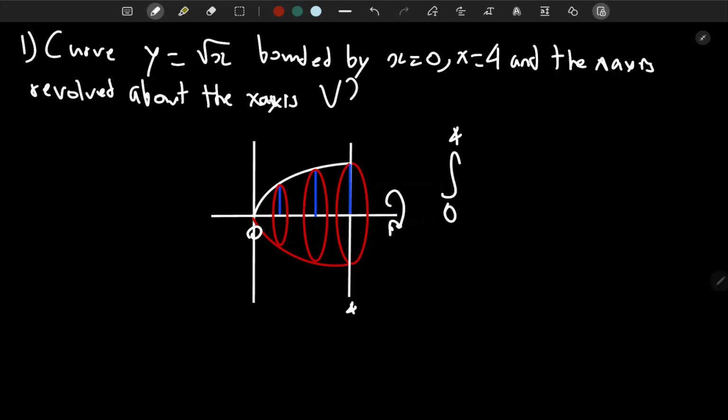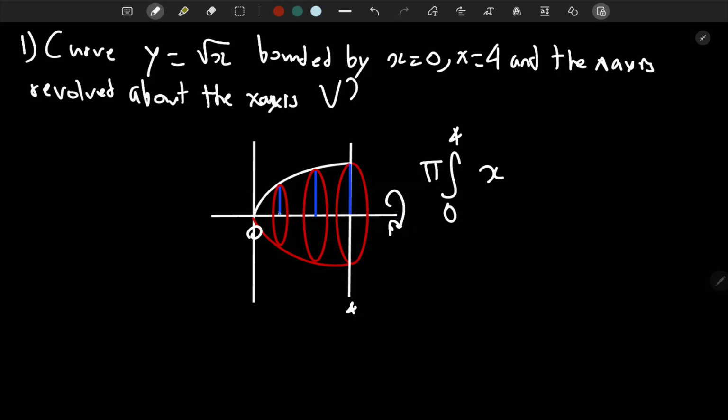So this is the axis that we want to look for. So 0 to 4. And then I'm going to take pi outside since it's a constant. And r of x squared is simply the function radical x, squared, which is equal to x, since the radical cancels out with the square.